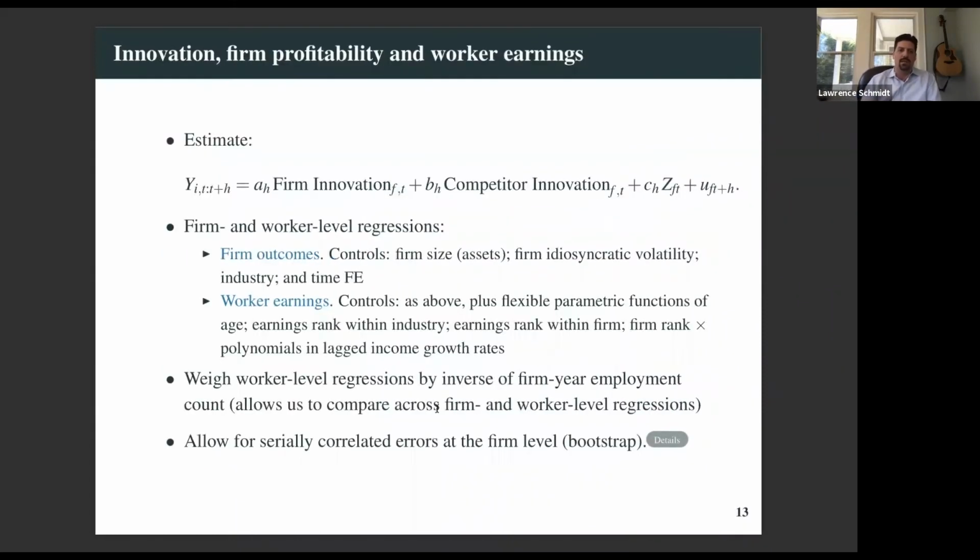Okay, so our main estimating equation of interest is going to be, we're going to take some outcome, which will always be a growth rate, and we're going to relate that growth rate to a measure of innovation by my own firm at time t, or innovation by competitors of my firm. Our definition of competitors is super simple here. It's just the leave-one-out mean of innovation by other firms within the same 3-digit SIC code. And then we're going to have a whole bunch of firm controls and worker controls as well. In the interest of time, I'm going to spare you the details of that.